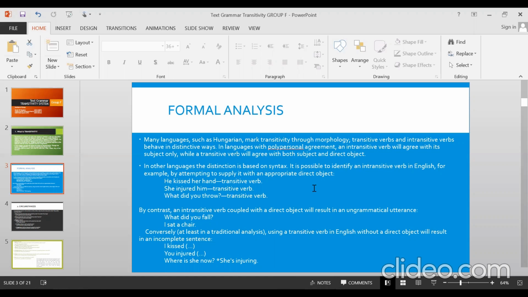Conversely, at least in a traditional analysis, using a transitive verb in English without a direct object will result in an incomplete sentence. The example is I kissed blah blah blah, you injured blah blah blah, and etc.